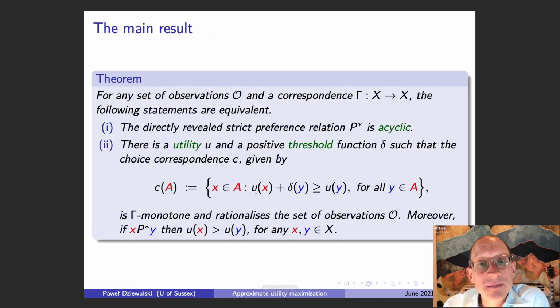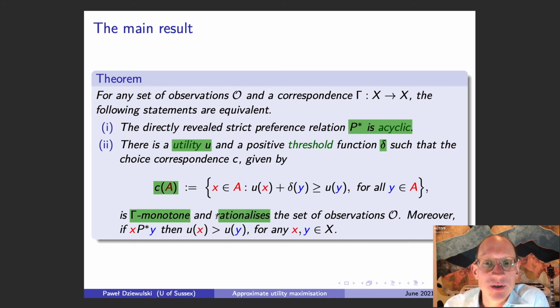And here's the main result. Essentially, what this is saying is that acyclicity of the strict preference relation is necessary and sufficient for approximate utility maximization, in the sense that P is acyclic if and only if I can find a utility U and a positive threshold delta such that this correspondence is both gamma monotone, in the sense defined previously, and rationalizes my set of observations. So the only content of this model is acyclicity.